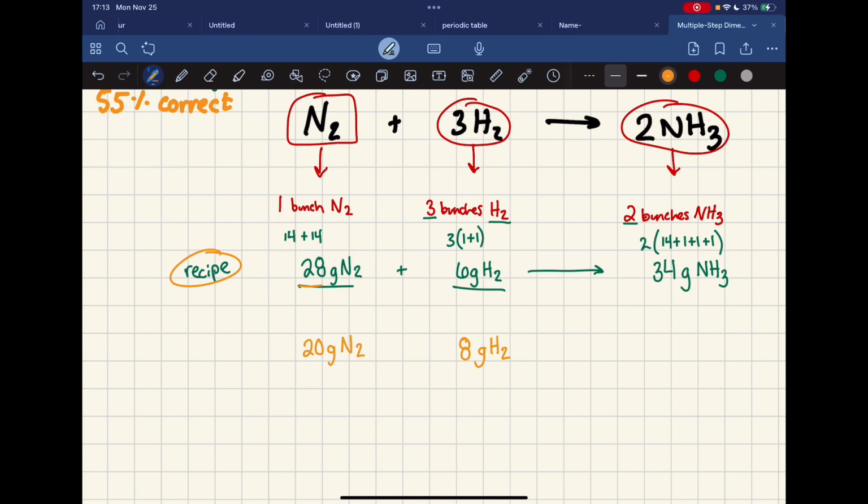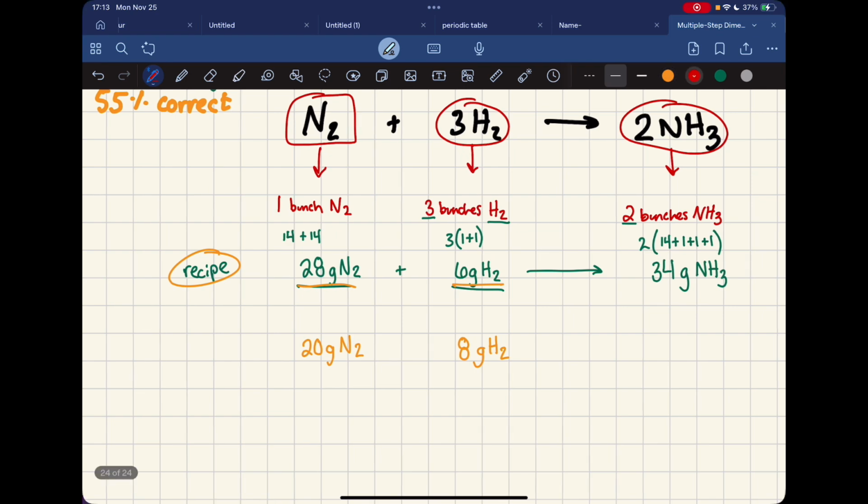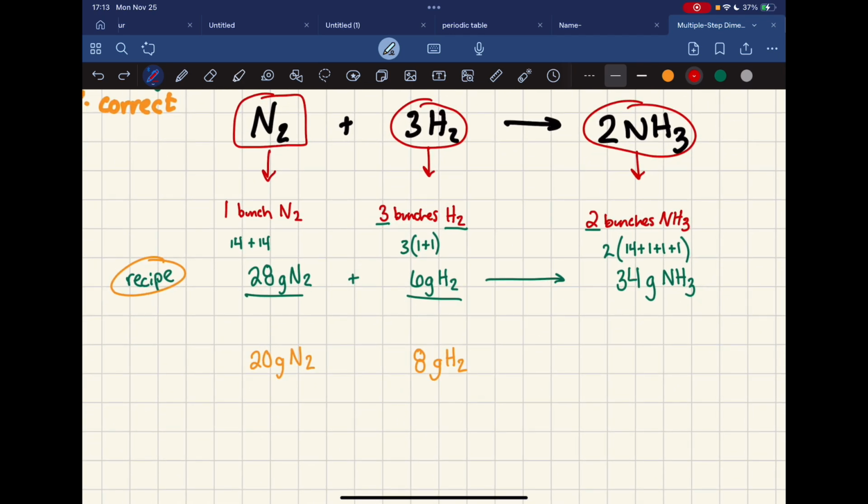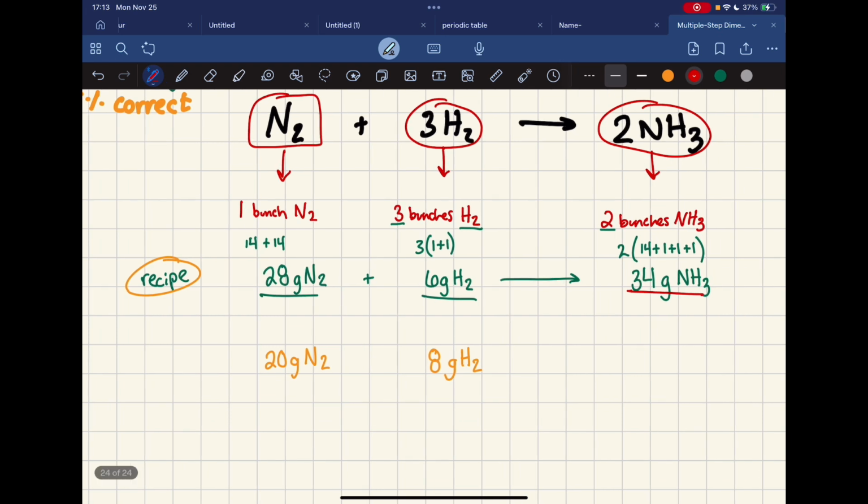What do you think? If this is what our recipe calls for, do we have enough reactant to follow the recipe? We don't. We do not, because we only have 20 grams of N2, and our recipe calls for 28. So we don't have enough. So right off the bat, we know that our answer for how much ammonia we can make is going to be some amount less than 34, because if we don't have enough nitrogen to make 34 grams of ammonia, we just don't have it.